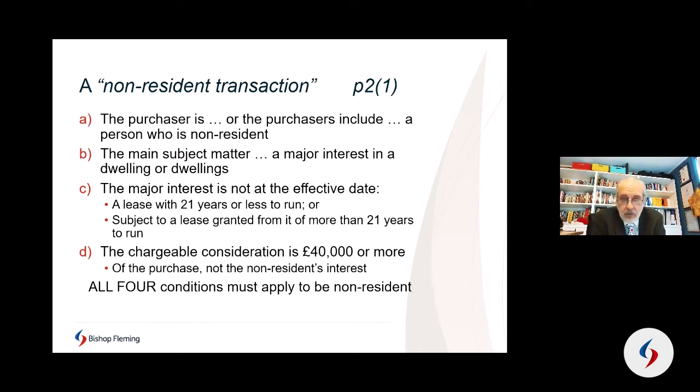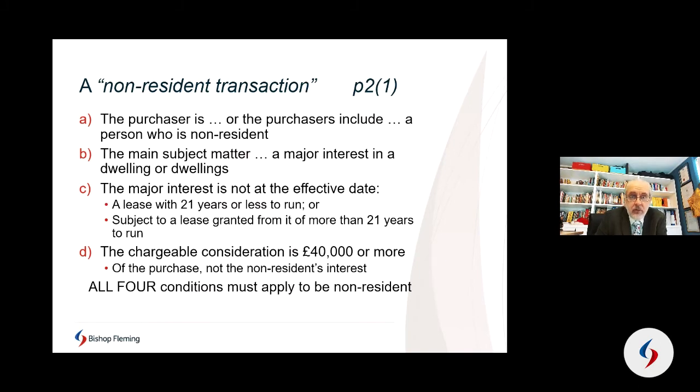I skipped over D because we're not going to come across it very often. Chargeable consideration is 40k or more. Of course, it's going to be that in almost every case. But it is of the purchase, not the non-resident's interest. So if you've got 2 buyers, one non-resident and one resident, you're not looking at their share in judging the 40,000. You're looking at the total 40,000.